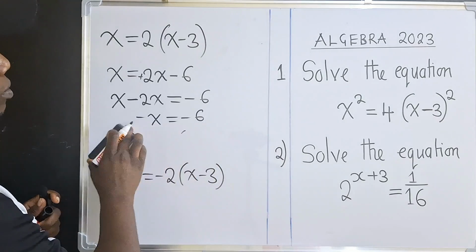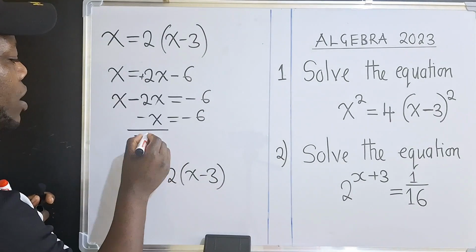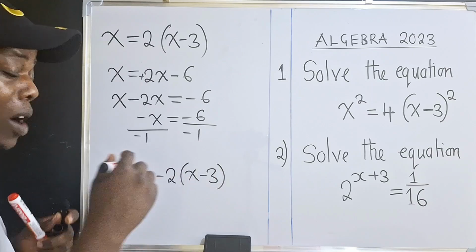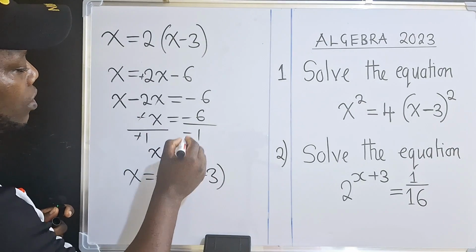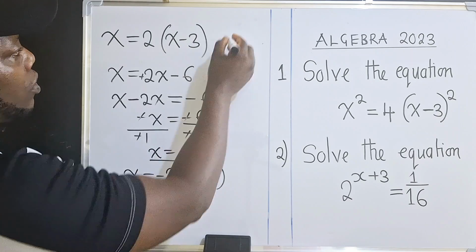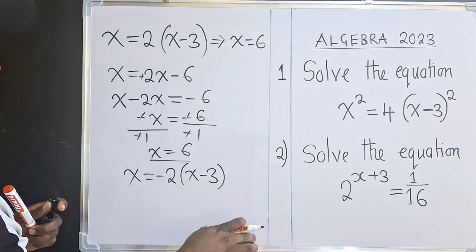So this tells us that one value of x will be equal to, x is equal to what? To 6. Negative and negative will go. So for this one, x = 6.